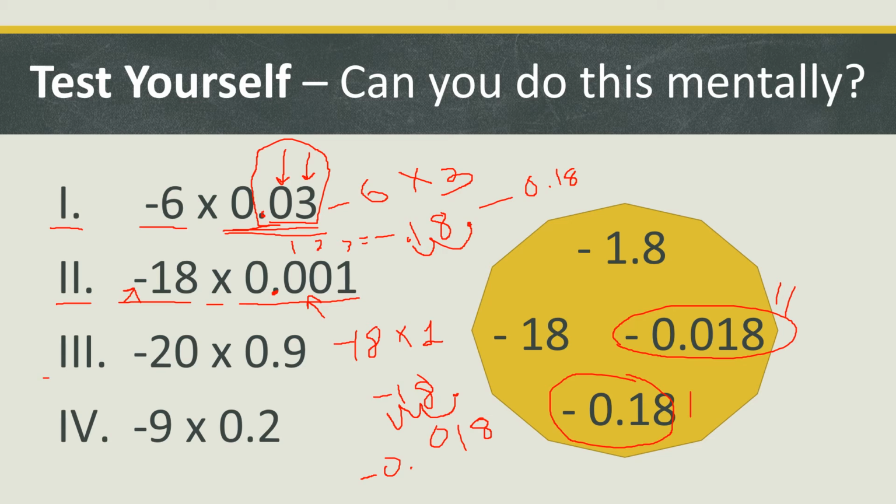Let's move on to number 3. Negative 20 multiplied by 0.9.